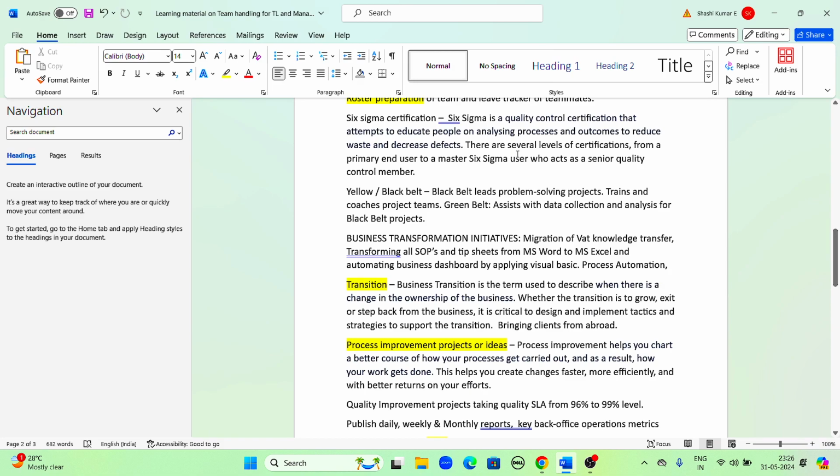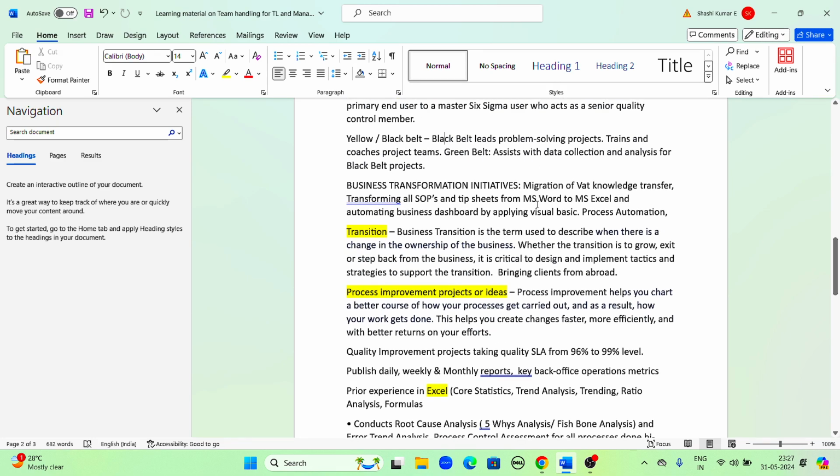Then, this is one of the certifications, a quality control certification. You can do the certification either via LinkedIn or online, and you might get recognition, or you can add this particular keyword in your resume as well. Then yellow and black belt. Black belt leads problem solving projects, and trains and coaches project teams. And green belt assists with the data collection and analysis for black belt projects.